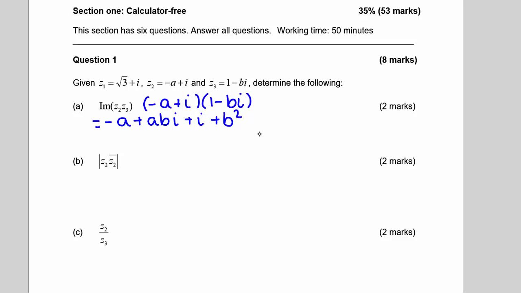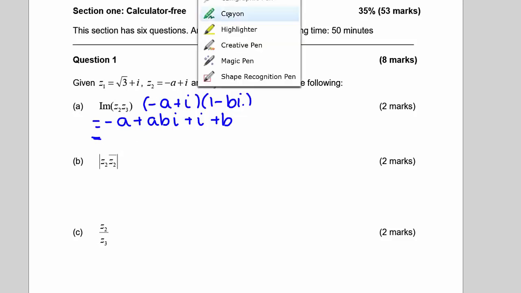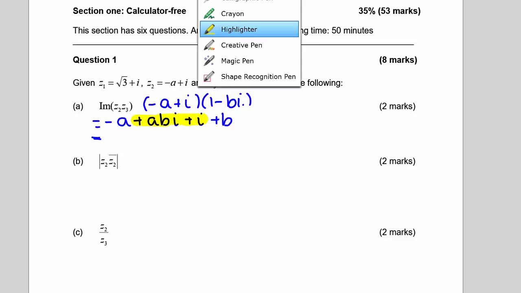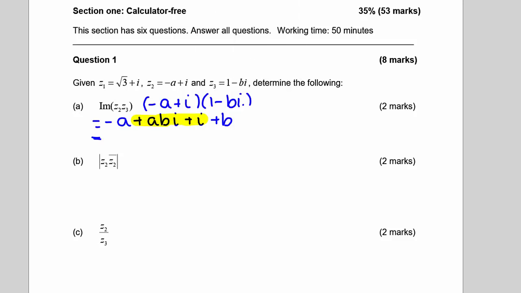Sorry, that's just positive B. Apologies, not positive B squared, positive B. Okay, and then given that we only want the imaginary bit, what we're after is just this bit and this bit. But we don't bother writing the i's, so the imaginary bit is just AB plus 1. So be careful with that.